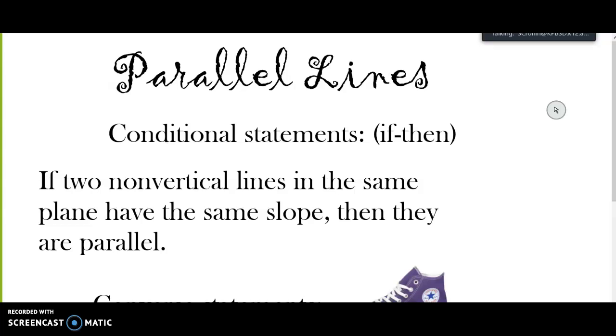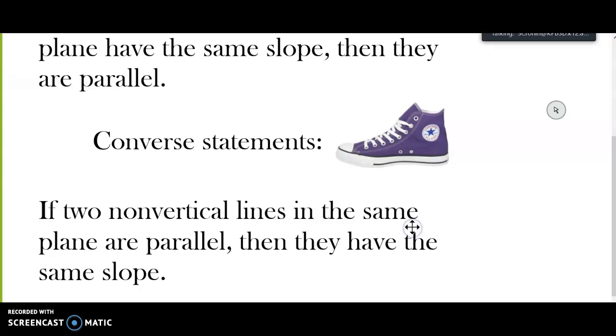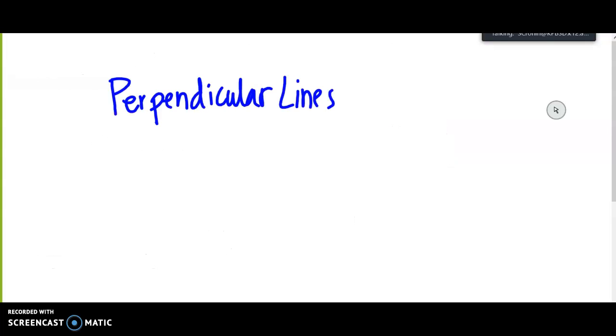Parallel lines. If two non-vertical lines in the same plane have the same slope, then they are parallel. And the converse is, if two non-vertical lines in the same plane are parallel, then they have the same slope. So we can go either direction with that.